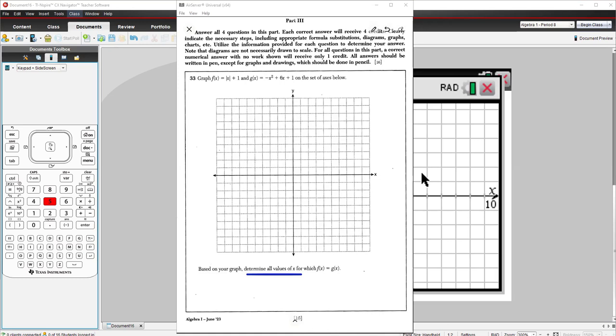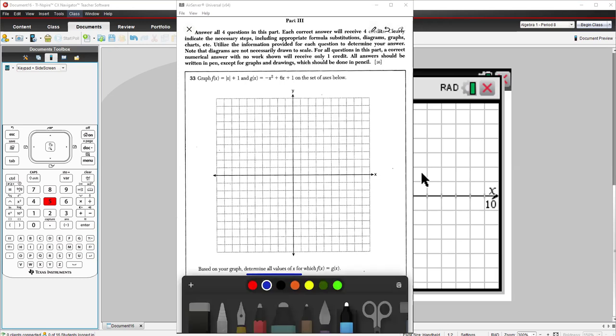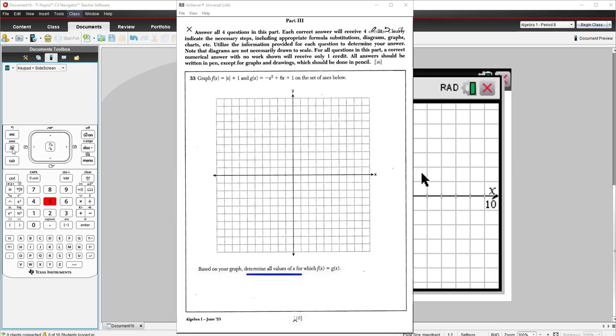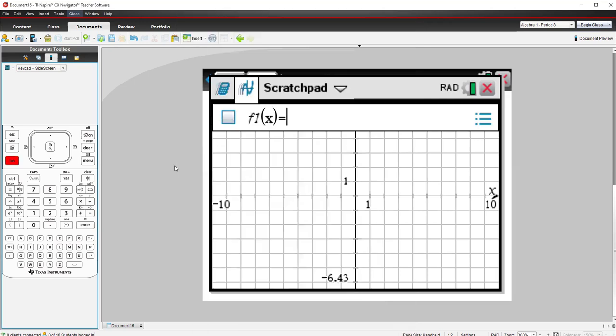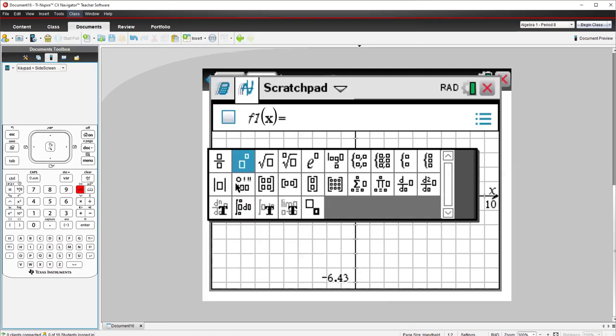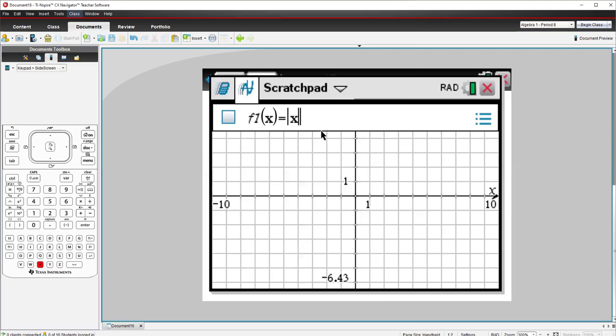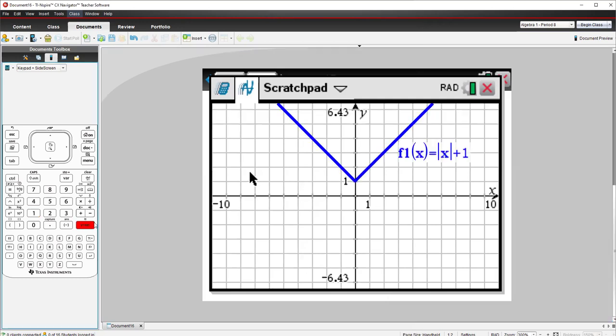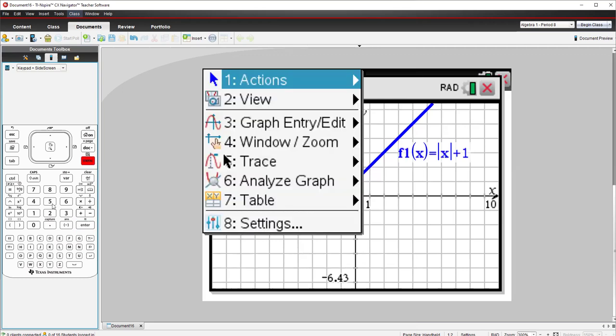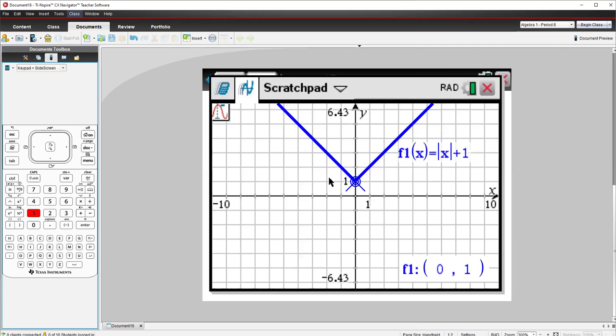The very first thing we have to do is graph the first one. We're going to put that into the calculator as F1. It's absolute value, so that's this, and then we're going to put +1 and press enter. So that's the function. Now we just need 3 or 4 points off of this. I'm going to do menu 51. That should take me to the y-intercept. So that's 0, 1, and that's what I'm going to put on my paper, 0, 1 right there.